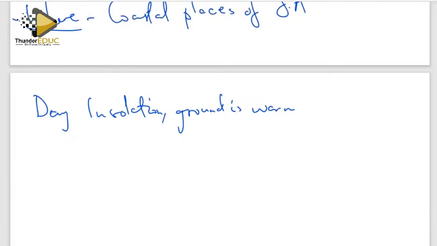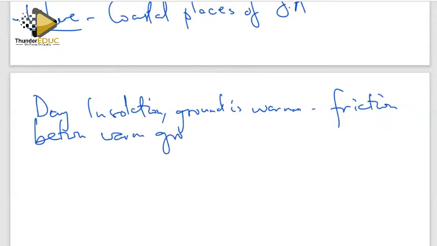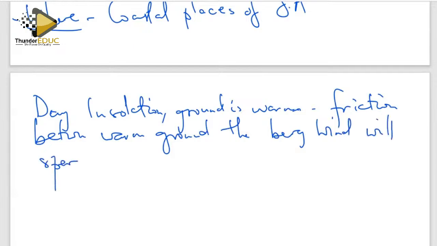So because the ground is going to be warm, because of insolation, the friction between the warm ground surface and the backwind will spark fires. It is most likely to spark fires during the day. The ground is warm, and also the hot and dry air is ultimately going over the hot ground surface. That is most likely to spark wildfires.